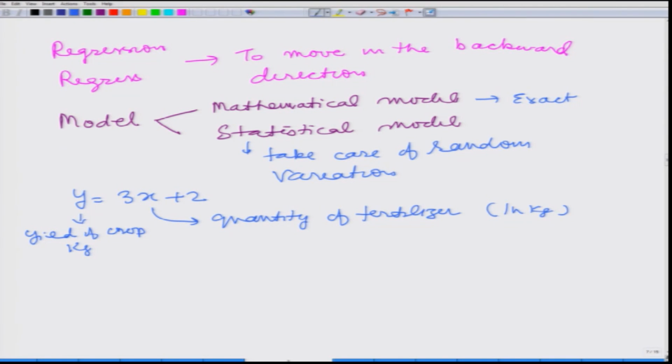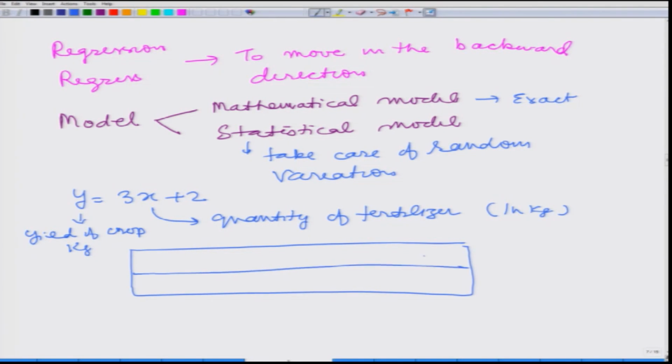Now, suppose I try to put some values of x and y. If I put x equal to 1, I will get y equal to 3 into 1 plus 2, which is equal to 5. Similarly, if I put x equal to 2, I get y equal to 8, and so on. And suppose I put x equal to 1000, then I get y equal to 3002.